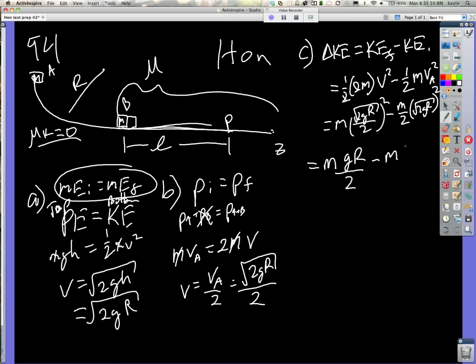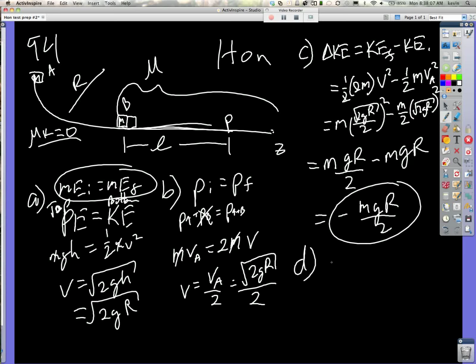For D, you would say delta KE is equal to Q, the amount of heat gained. So it's going to be mGR over 2 is equal to 2mc delta T. So delta T, the m's are going to cancel, obviously. Delta T is going to be equal to GR over, oh, yeah, well, that's the amount of change in kinetic energy. So the absolute value of this is going to become heat, right? So I guess I should put this.